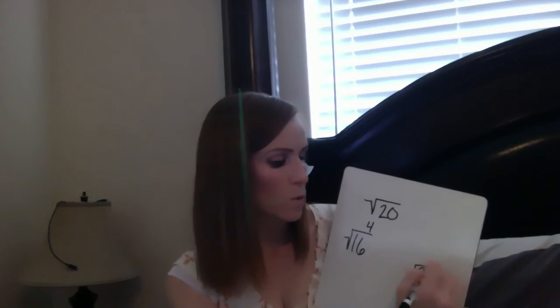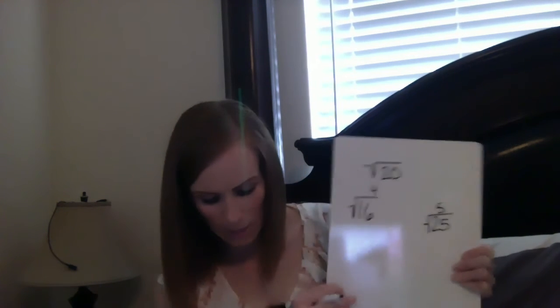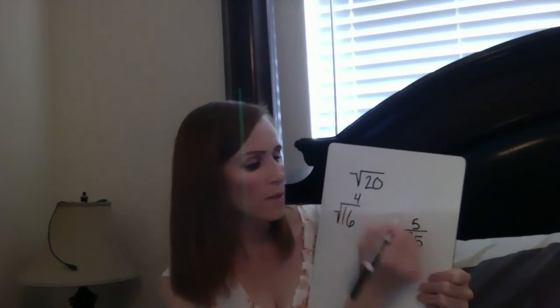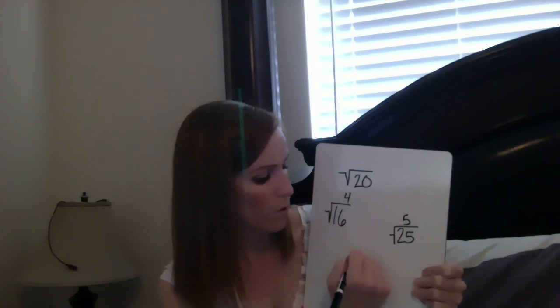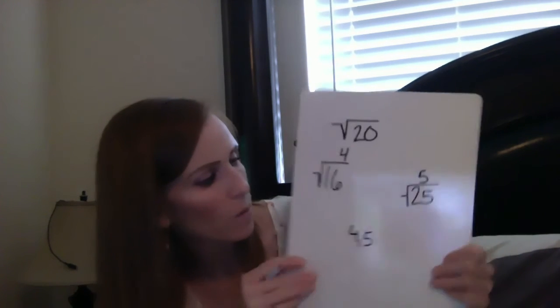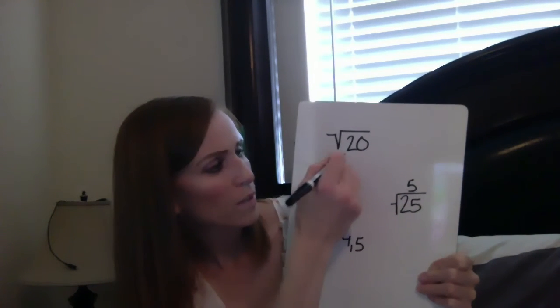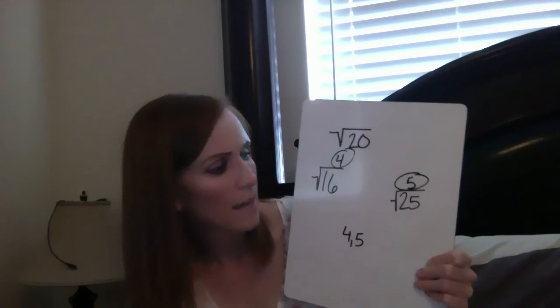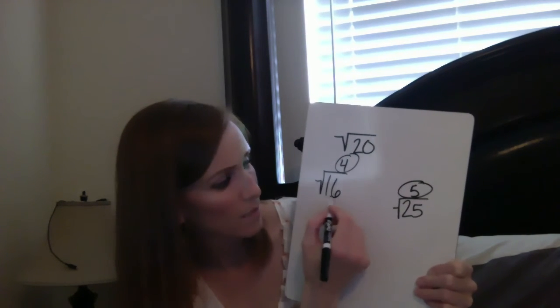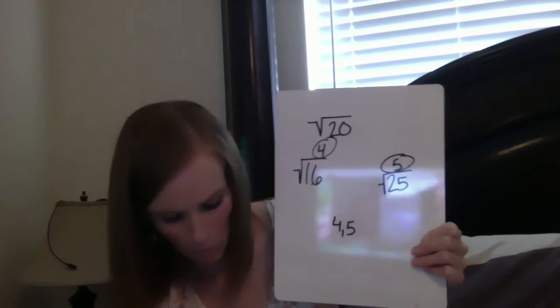Well, let's think. We know our square roots that end up close to 20. We know that 4 times 4 is 16, right? The square root of 16 is 4. And we know that 5 times 5 is 25. The square root of 25 is 5. So they're asking between which two consecutive whole numbers is 20? So between what two counting numbers in a row is 20? Well, it's between 4 and 5. Do you see how we did that? By knowing what their square root is, we can figure out that the number would fit in between them, because not only does it fit between 16 and 25, but its square root fits between 4 and 5.